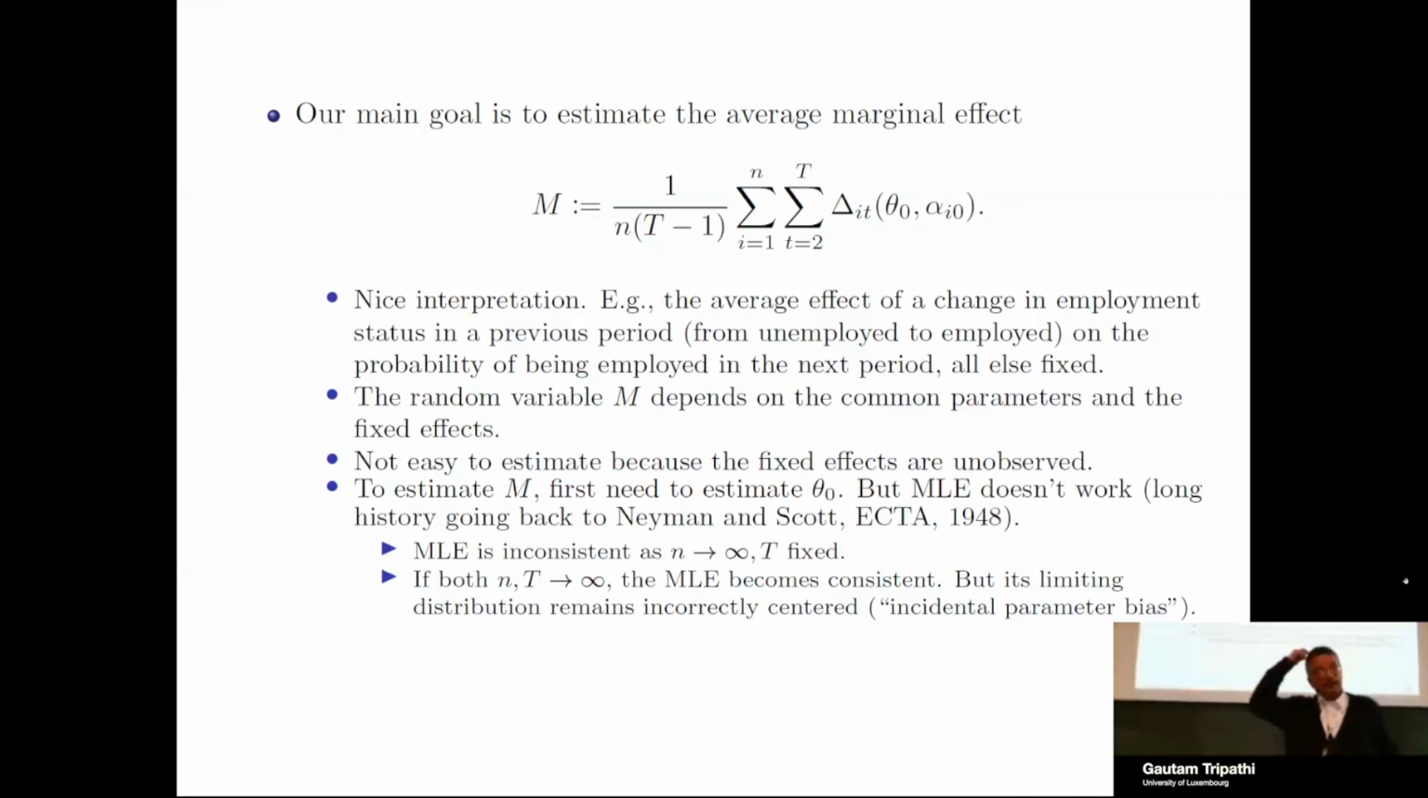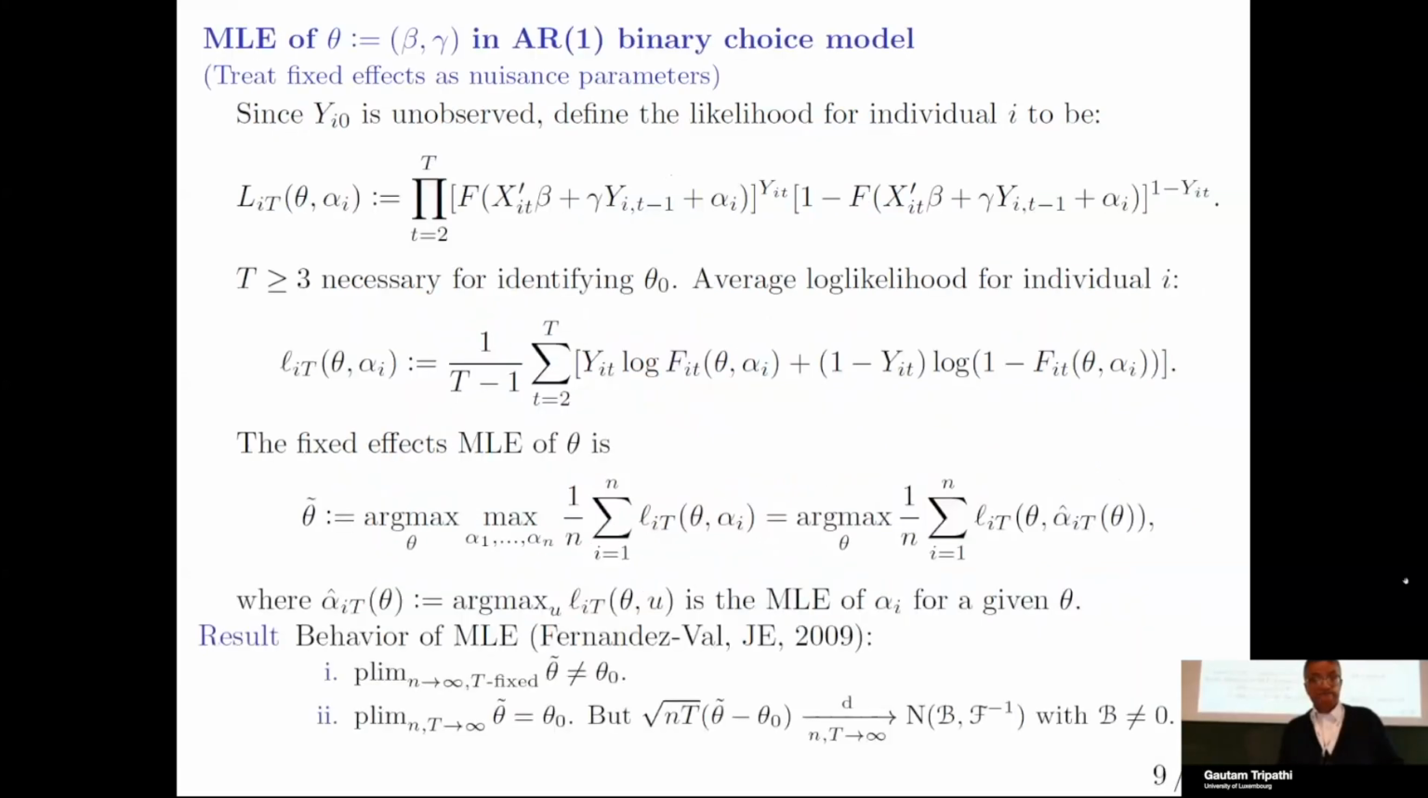The average marginal effect also depends on these common parameters theta. So in order to estimate these marginal effects, you first need to estimate the common parameters theta. Because it's a nonlinear model and distributions are being assumed, one natural approach is maximum likelihood. Unfortunately, maximum likelihood doesn't work. This is a very classical problem, well known since the 1940s. Let me just quickly say this because I want to show you some results.